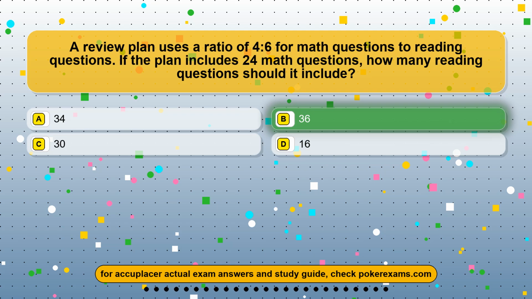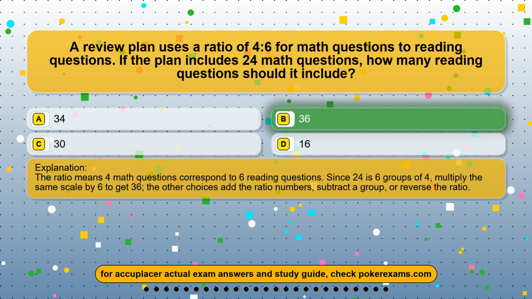The correct answer is option B, 36. The ratio means 4 math questions correspond to 6 reading questions. Since 24 is 6 groups of 4, multiply the same scale by 6 to get 36. The other choices add the ratio numbers, subtract a group, or reverse the ratio.